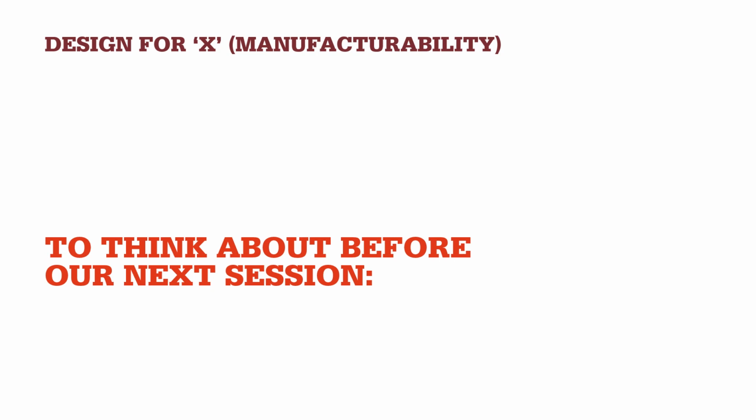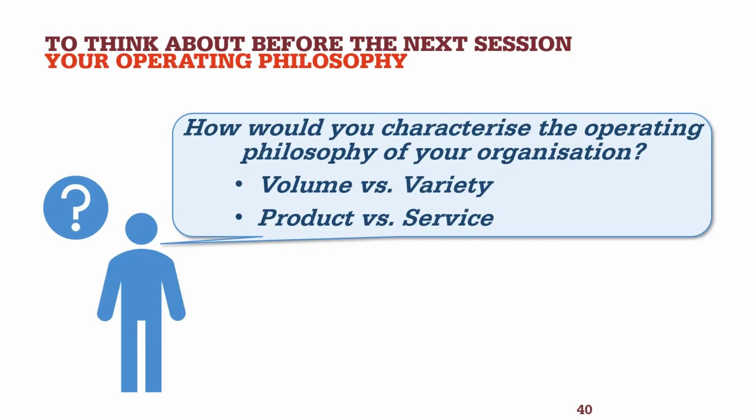And to help you prepare for that next session, I've got a series of questions that I'd like you to ponder and bring back your answers to that next virtual classroom. So the first question I'd like you to think about is how you would characterize the operating philosophy of your organization. Things you might like to think about are: where does it sit on the volume variety matrix I introduced earlier? To what extent your organization is focused primarily on the product or more on the service that it's providing? Or you might want to pick up on some of the other ideas that we've covered.